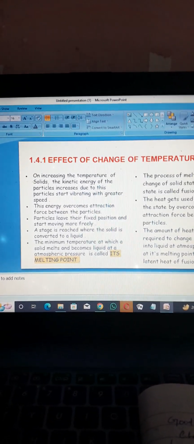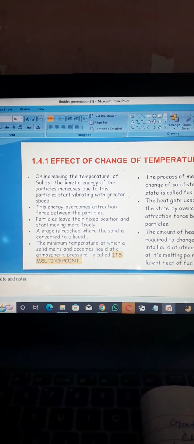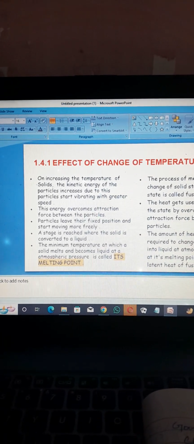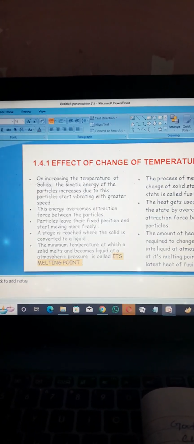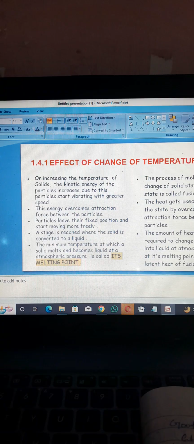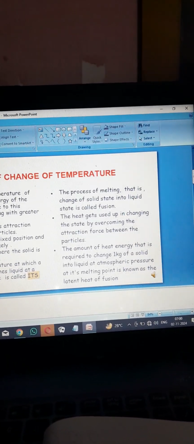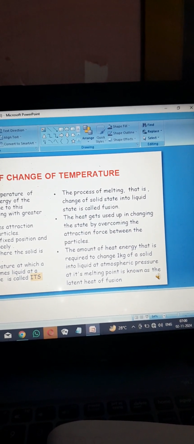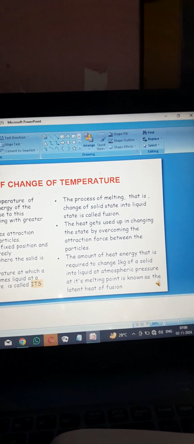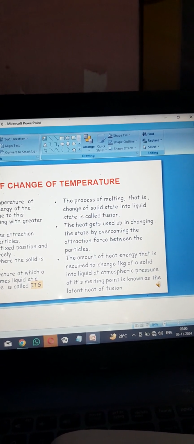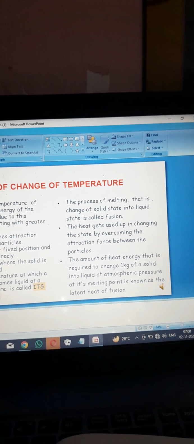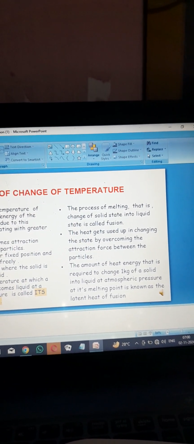So understand what is melting point. The temperature at which a solid melts and becomes liquid at atmospheric pressure is called its melting point. Then come to the process of melting. The process of melting, that is the change of solid state into liquid state, is called fusion. So what do you mean by fusion? Fusion is the process of melting, that is, the change of solid state into liquid state.